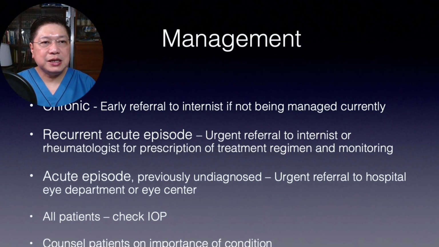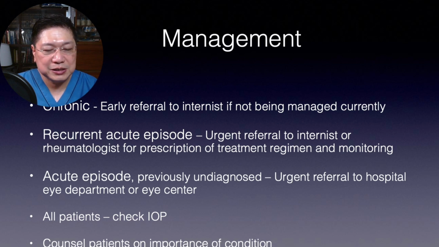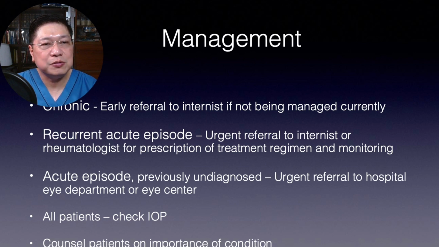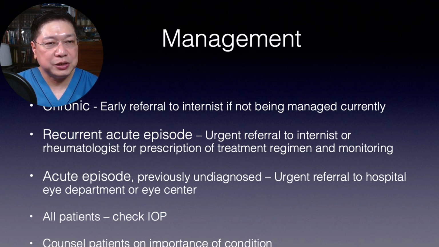Okay, so how do we manage these cases? Chronic cases need to be referred to an internist if they don't have an internist yet. So basically, you're thinking of systemic problems in chronic cases. In recurrent acute episodes, you can have an urgent referral to an internist or rheumatologist to treat the other problems, especially if the problem keeps happening and you really cannot find what's causing it. So usually there's a systemic problem that's also triggering this recurrency.